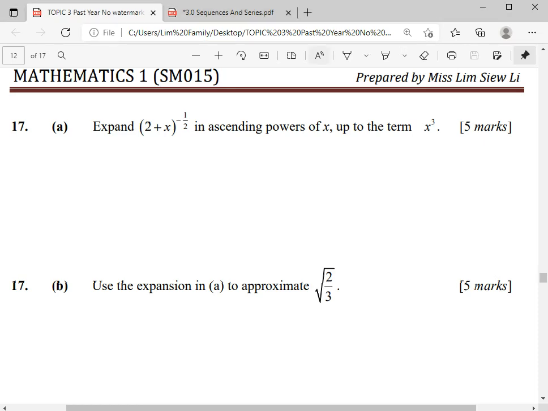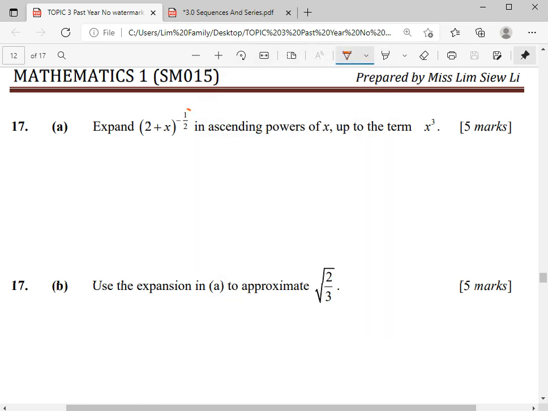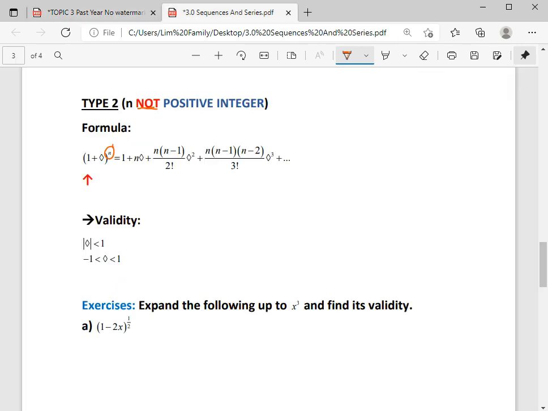So first of all, when you want to expand, look at our power. Our power is negative 1 over 2, so our n here is equal to negative 1 over 2. When you want to expand using type 2, we must be clear what our n is, and then what the expansion is that we need here.